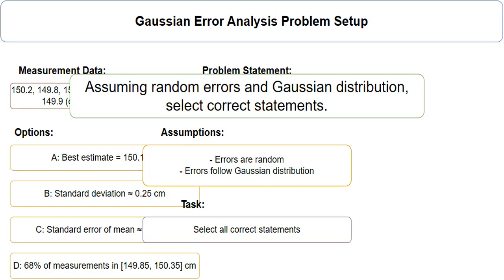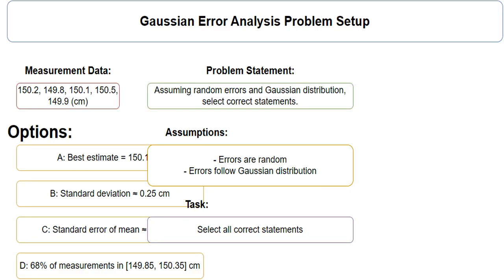The assumption of random errors is crucial because it allows the use of statistical methods to analyze the data. The assumption of Gaussian distribution is critical. In real-world measurement scenarios, errors often follow a normal distribution. Now, let's look at the multiple-choice statements. Each option pertains to a different aspect of the statistical analysis.